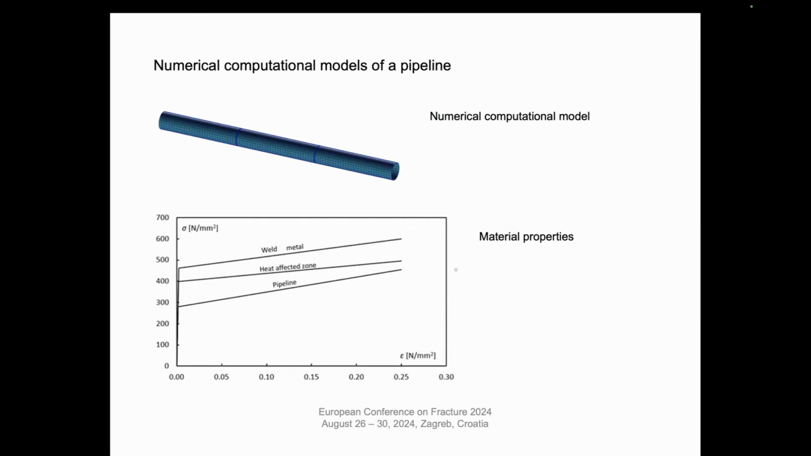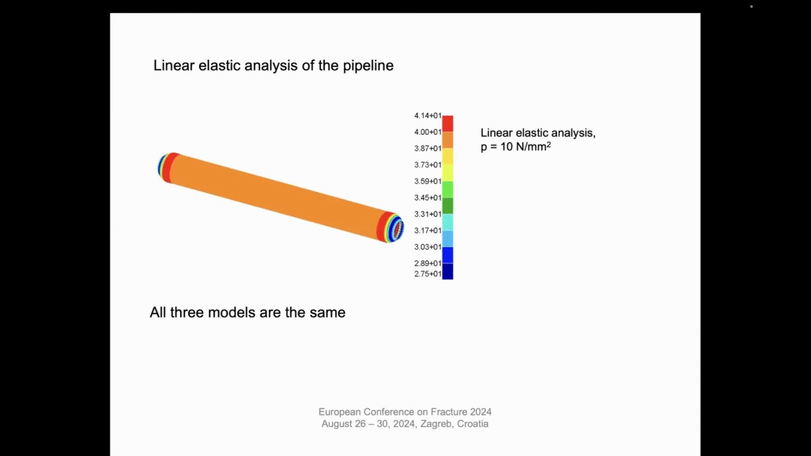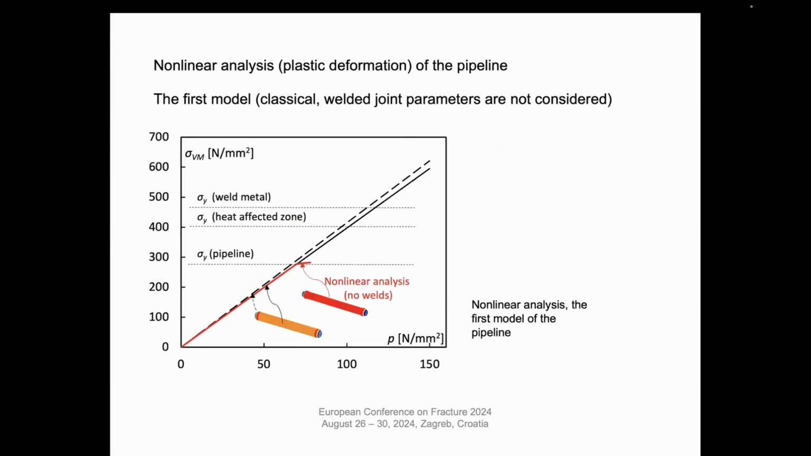The explanation is simple. You can see this line that represents the modulus of elasticity of all three materials, and they are practically the same. So all three models are the same. In that way, we confirmed that when you are in the elastic domain, you can model a structure without welded joints. But much more interesting is what is happening when you are in the plastic domain. So the second model and the third model were developed.